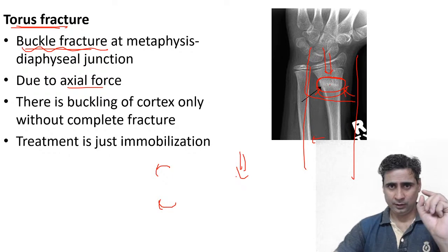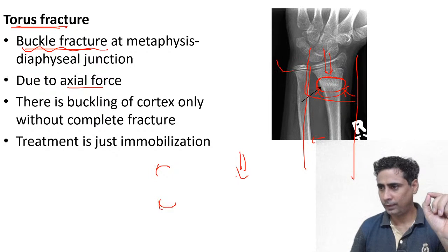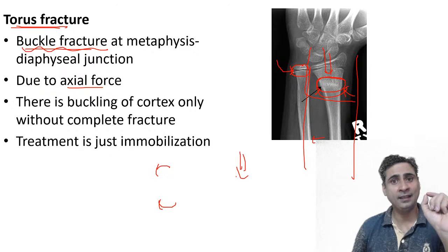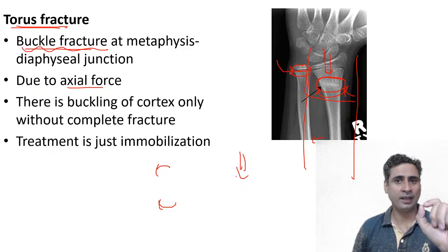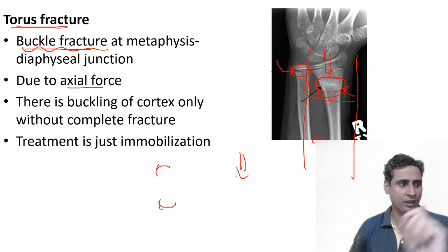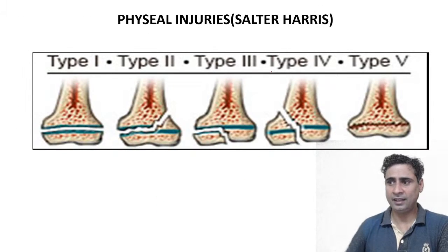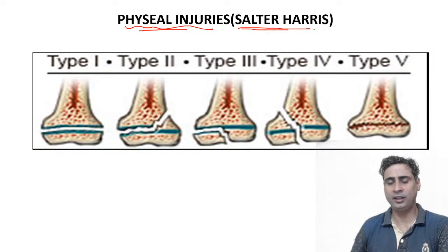Now the other commonly injured area in children is the growth plate or physis, because it is hyaline cartilage, and cartilage is always weaker than bone. That is why this area is particularly prone to injury after trauma in children. And this physeal injury is classified by Salter and Harris into 5 types.